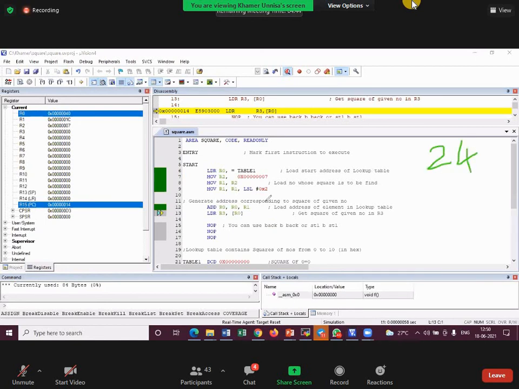What was R1 having? 1C, na? 1C, right? So what is 1C? 1C, no? So 1C. 4 plus C is how much? Means 4 plus 12 is how much? 16. No? This is hexa, correct? This is hexa and this is also hexa. I'm adding hexa values only. Understanding?